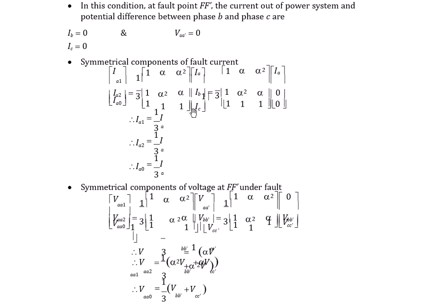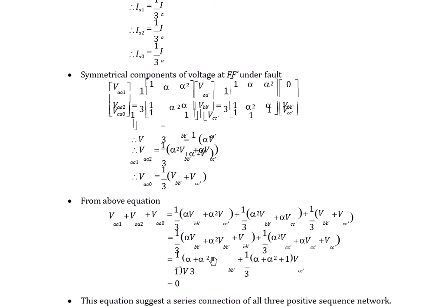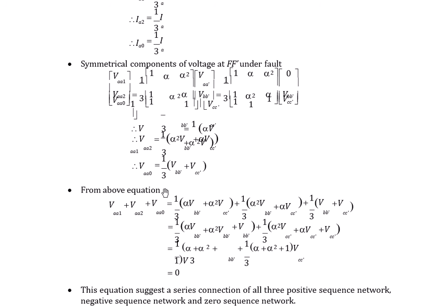Okay, so what is the condition now? The condition is that IB and IC are equal to 0, and VAA' is equal to 0. Then we put this condition in the voltage and current equations. Then what will we get? We get that all the sequence currents are equal, and the sequence voltages are like this. Then if we sum all the voltages, we get 0. So the summation of all the sequence voltages is 0.